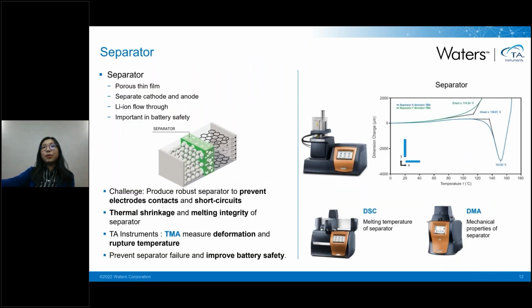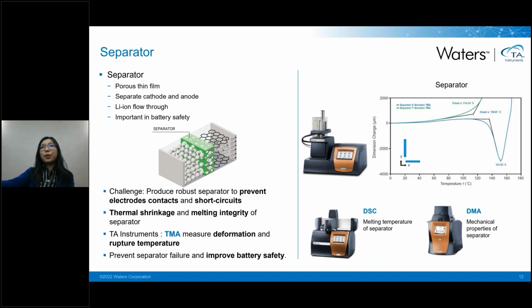And another important component in the battery is the separator. The separator is made with a thin porous polymer film. A lot of the time it is made with polypropylene and polyethylene, or sometimes with a tri-layer of those. It is important that the separator separates the cathode and anode electrodes to prevent a short circuit, but it requires a pore structure to allow lithium ions to flow through.